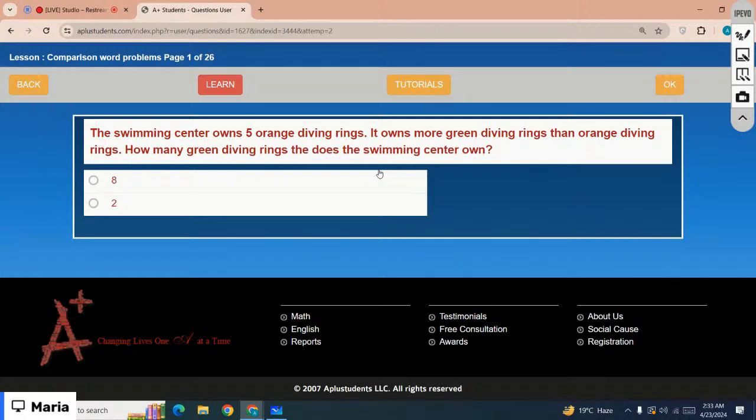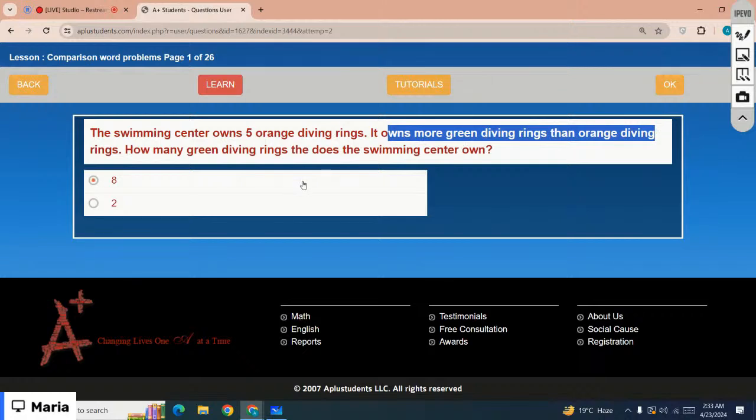Just read the question carefully, you will get your answer. You have the swimming center have 5 orange diving rings, right? And it owns more green diving rings than the orange diving rings. So, if you are given 5 orange, right? The green diving rings are more than orange, so that means the number must be greater than 5, right? So the only number that is greater than 5 is 8. That means if they have 5 orange rings, then they have 8 green rings. The correct option is 8, right?